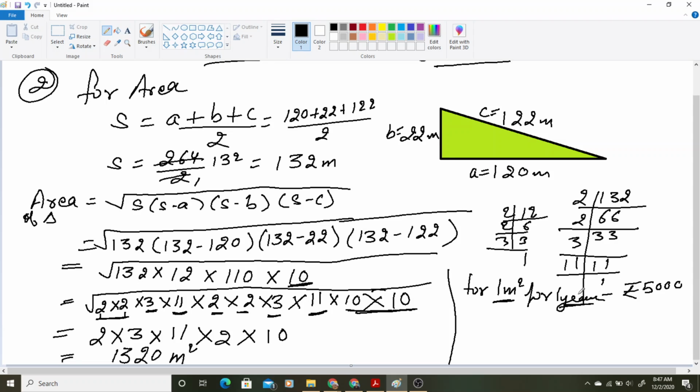1 ईयर का मतलब होता है 12 मंथ्स, but for 1 meter square for 1 month, 1 month के लिए कितना पे करेंगे? It will be 5000 divided by 12. Why 12, sir? Because for 12 months they are paying 5000, so for 1 month they will be paying 5000 by 12. Then for how many months are they hiring the wall? कितने months के लिए hire कर रहे हैं?